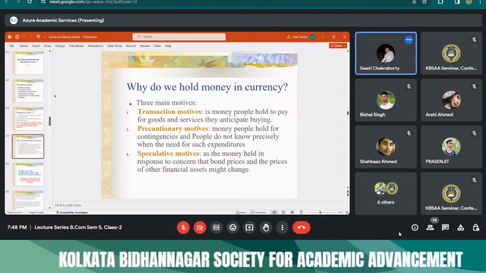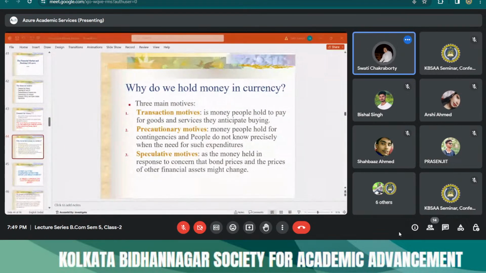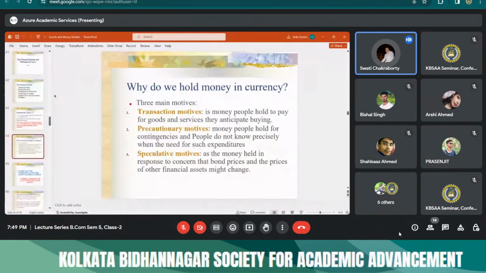So most people would first go for transaction. If you talk of the lower income group, they would go for the transaction motive. When we talk of the middle income group, they would go for the first and the second. Now, those who are high income earners would think, okay, I still have some extra money. Is there a possibility to invest in securities, bonds, or other types of financial assets, which would give them a higher rate of interest? They can earn some income out of it. That's where the speculative motive comes up.